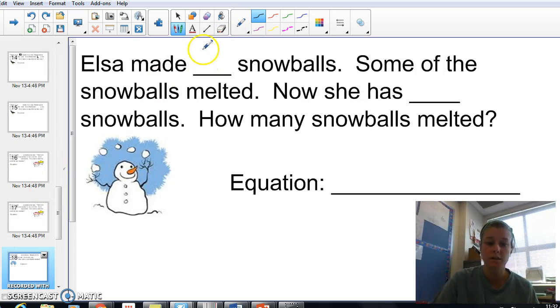Next one, Elsa made 10 snowballs. Some of the snowballs melted. Now she has 5 snowballs. How many snowballs melted?